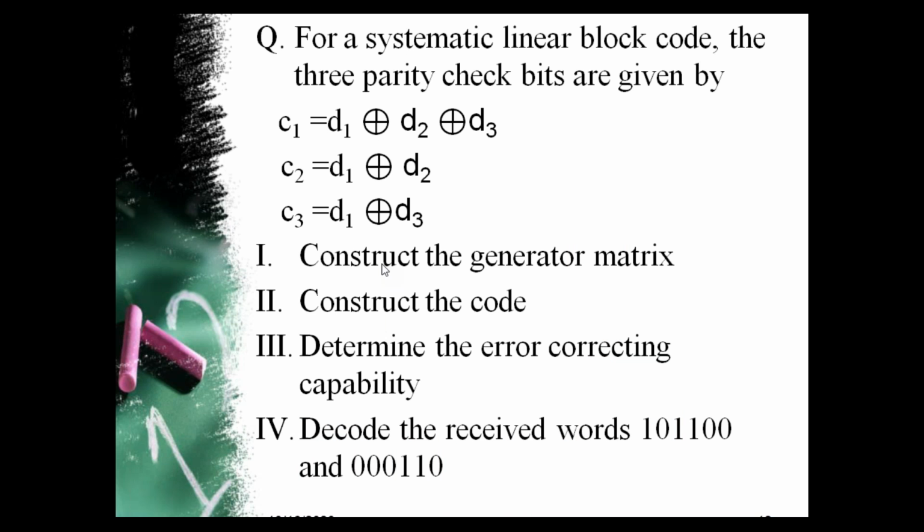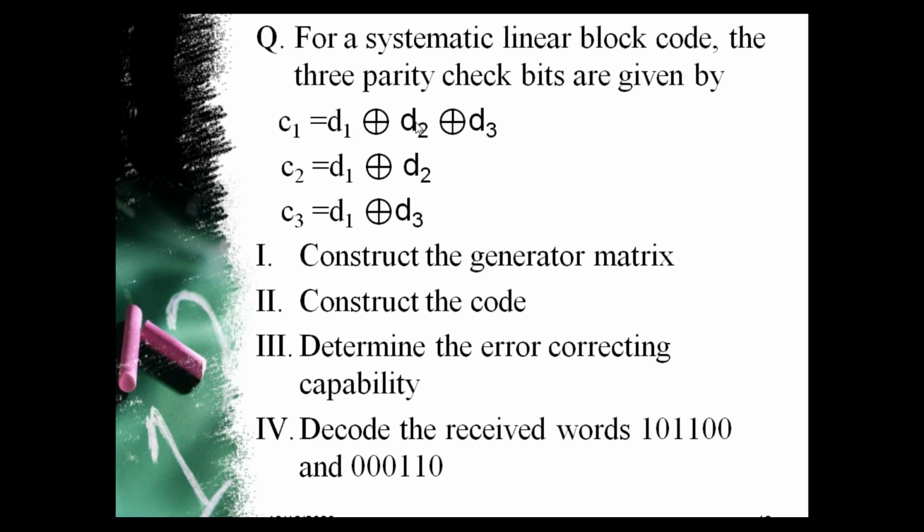Okay, next we can go for a problem. It is for a systematic linear block code. The three parity check bits are given by C1 equal to D1 plus D2 plus D3. Actually, it is modulo 2 addition, XOR addition. Here we have given the equations for the check bits. These D1, D2, D3 are the message bits.